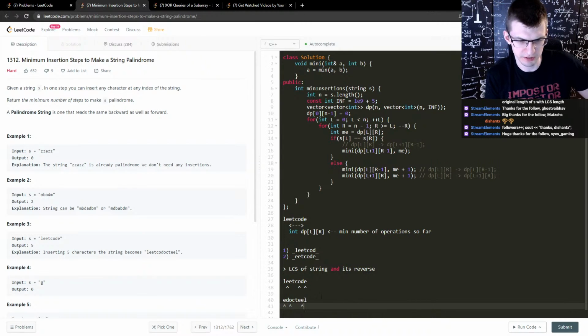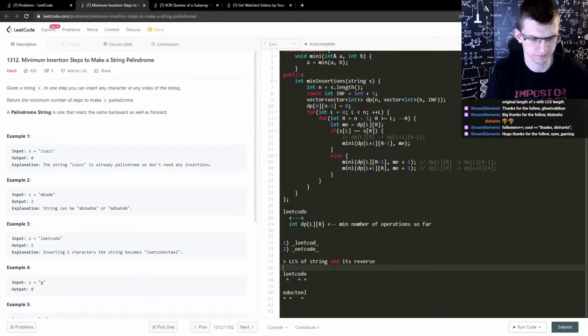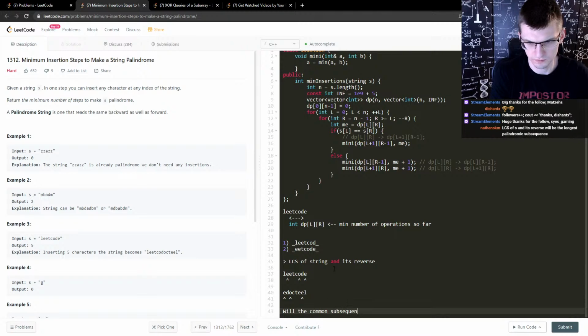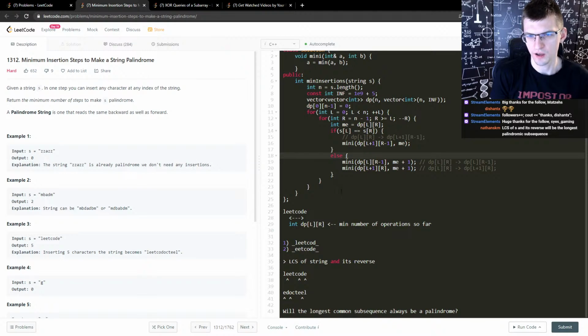The taken subsequence will always be a palindrome. I don't know that. The longest common subsequence. Yeah, I'm not sure. Longest palindromic subsequence. It isn't obvious to me why that is. I will finish my solution and then think some more.